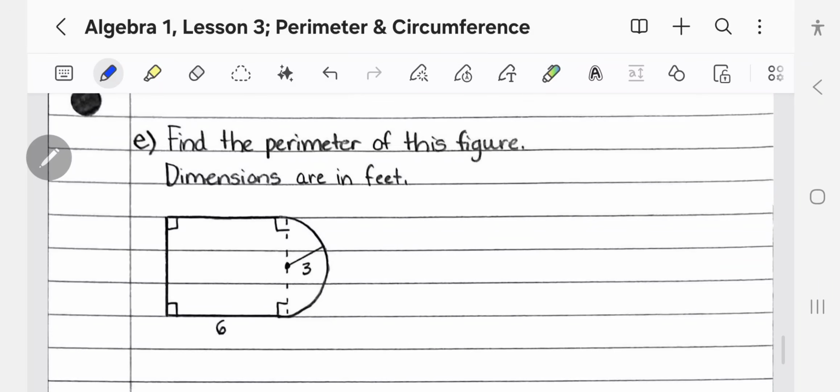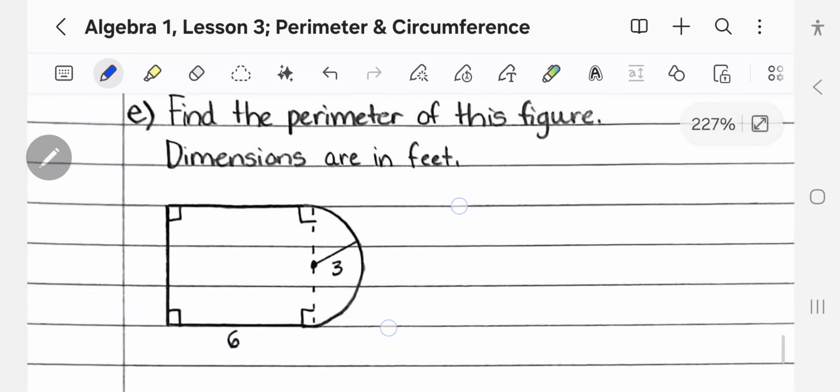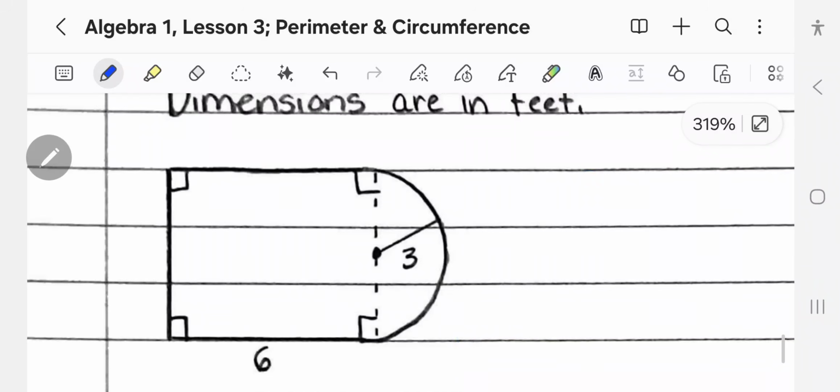All right, E says find the perimeter of this figure. This is a composite figure where they've put a polygon with a part of a circle. Dimensions are in feet. All right, let's see if we can figure it out. We can't just look at this and say, oh, I bet this is a square, and I bet this side is this. We can't do that.